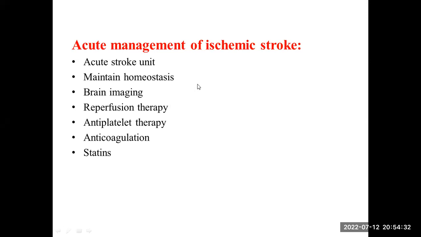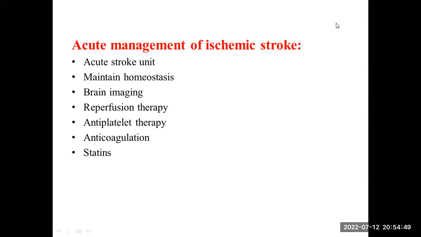For example, if there is an element of hypoxia, you should always correct the hypoxia with supplemental oxygen. But supplemental oxygen should not be given routinely to any patient with a stroke. It should be given only if there is documented evidence of hypoxia. This is an important rule.